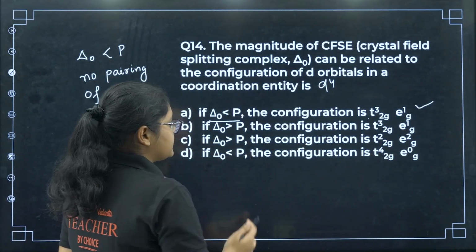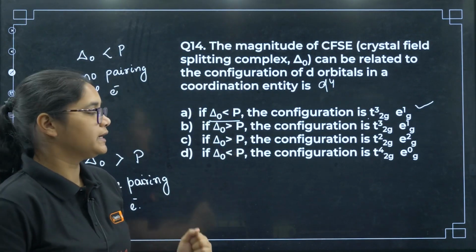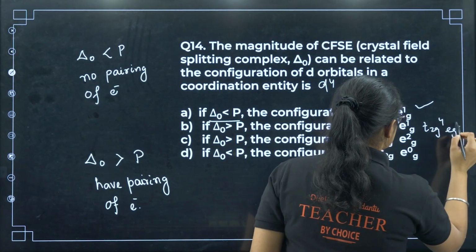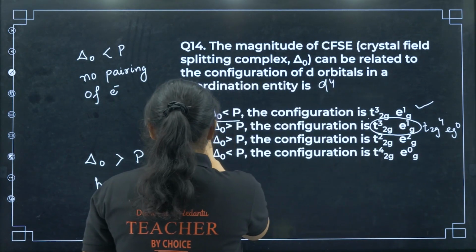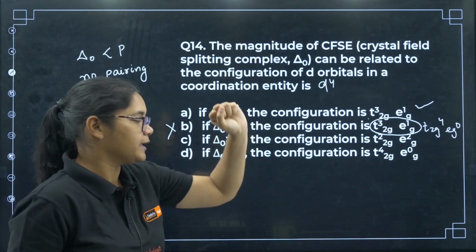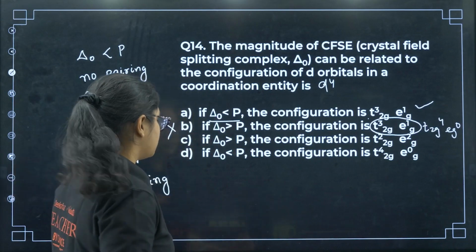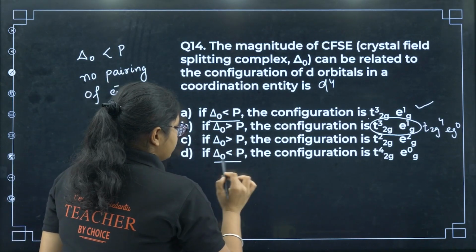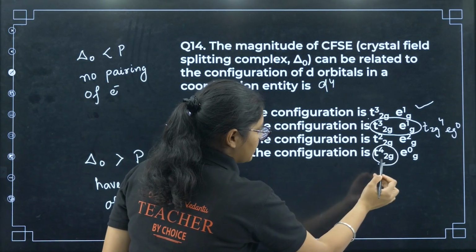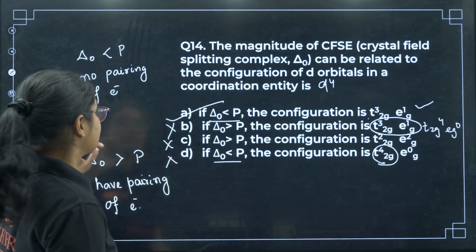Next, if delta O is greater than P, means very high splitting, then pairing of electrons will take place, and in that case we will have t2g4 and eg0. So it is given the wrong one. Next, if delta O is greater than P, again the splitting is very high. In that case the configuration is t2g2 eg2. No, this is also completely wrong. If delta O is less than P, then also we are doing pairing here, so this is also incorrect. So correct answer is option number A here.